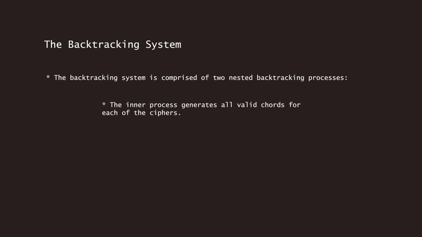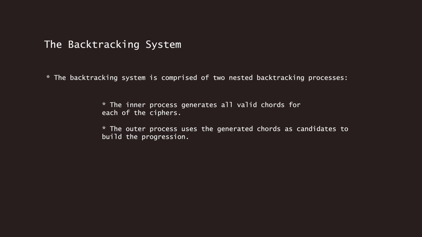And the rule system sets the rules to be enforced before backtracking the chords, and then checks if the generated chords are valid. The outer process uses the generated chords as candidates to build a progression. The checker functions that assert the validity of the progression are still being developed.